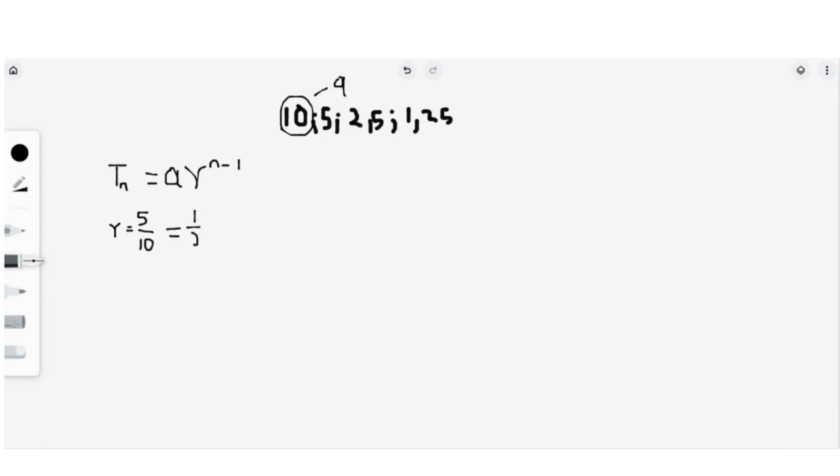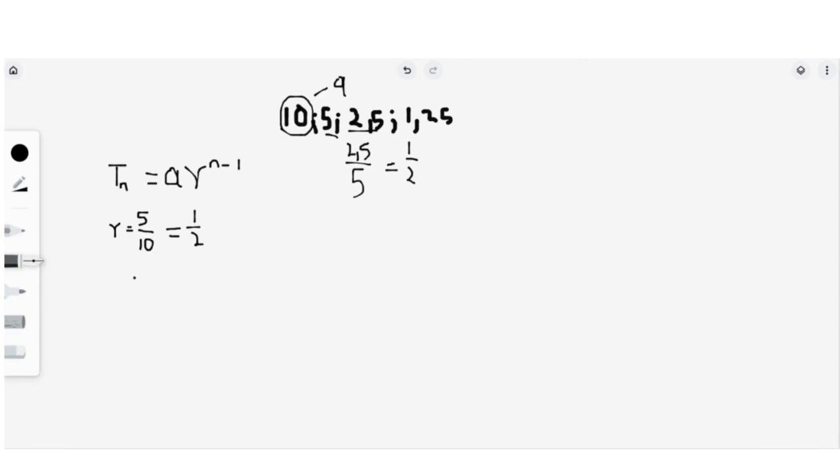You can even confirm it by doing term 3 divided by term 2. So that will be 2.5 divided by 5, and then it gives us also 1 over 2. So the constant ratios are equal. So our constant ratio is a half.